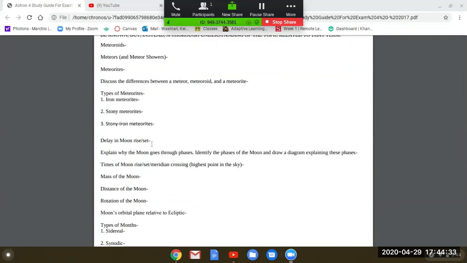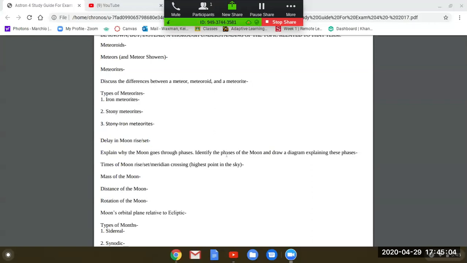Delay in moonrise, moonset, which means that if the moon rose at, let's say, 8 o'clock p.m. today, what time would it rise tomorrow? Well, the rule is you add 50 minutes, 50. So if it rises at 8 today, it will rise at 8:50 tomorrow. So if it rose, let's say someday at 3:10 in the afternoon, the next day it rises at 4. Just add 50 minutes if I ask a question like that. And there will be a question like that.